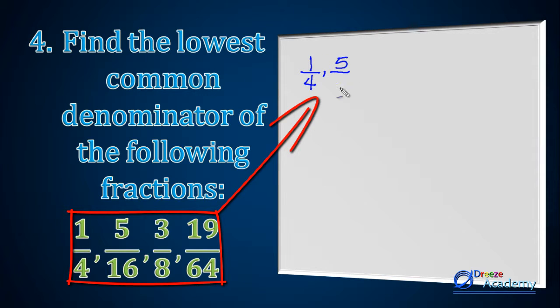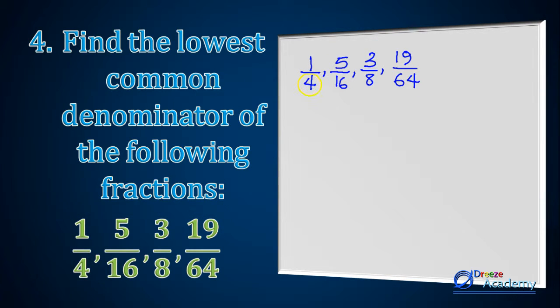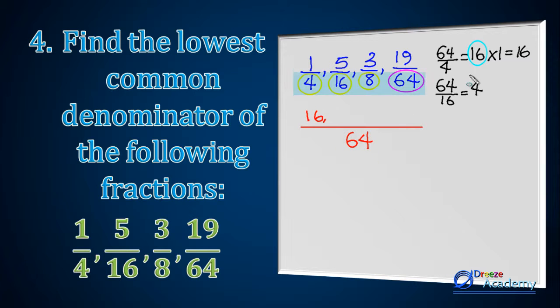In this example, the denominators 4, 16, 8, and 64 can all divide 64. Hence, it is wise to say that the lowest common denominator of this set of fractions is 64. Repeat the process used in the previous example by dividing this new denominator with the 4 different denominators and multiply their numerators respectively with the divided output.